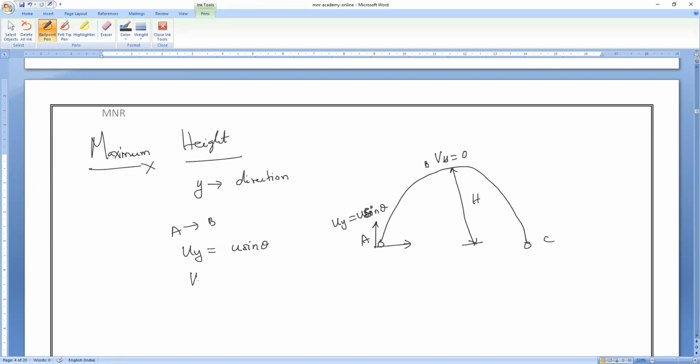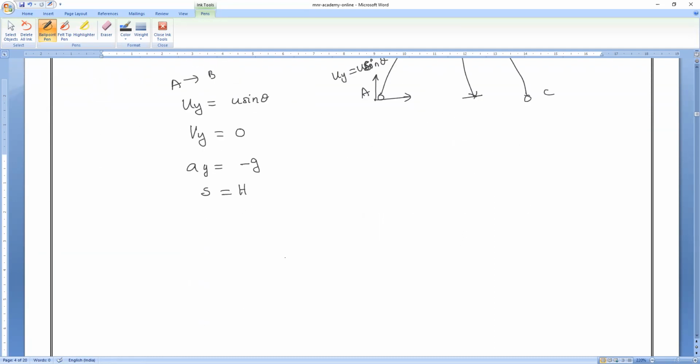Next, vy is equal to what? Everybody, 0. And acceleration in the y direction is minus g. And the maximum height attained is the displacement, s is equal to h. Is it okay, everybody? Yes, sir. Now see, no time is mentioned, but you know the displacement, and you know very well the initial velocity and final velocity.